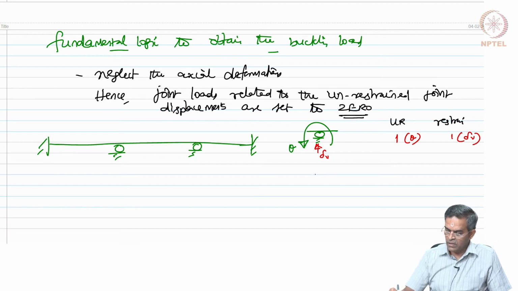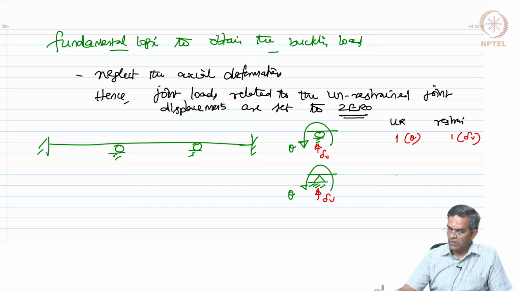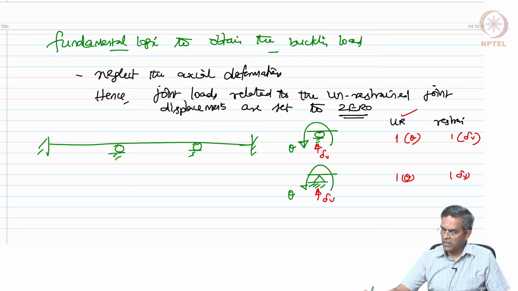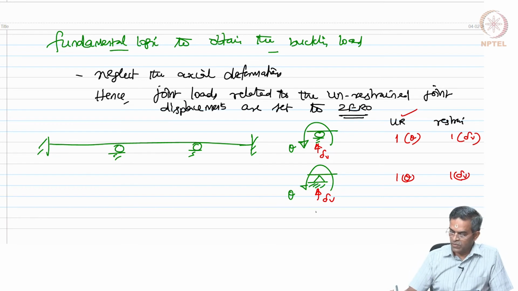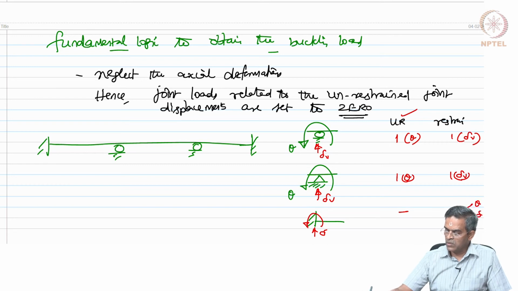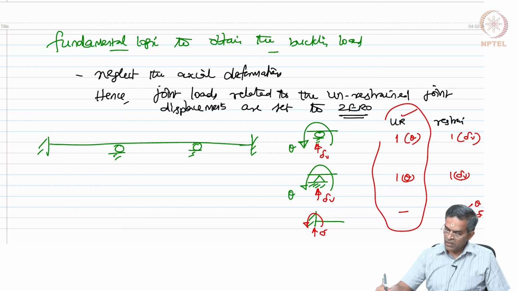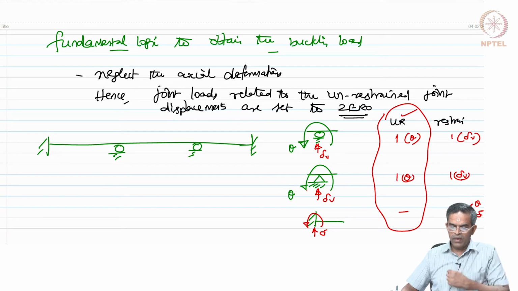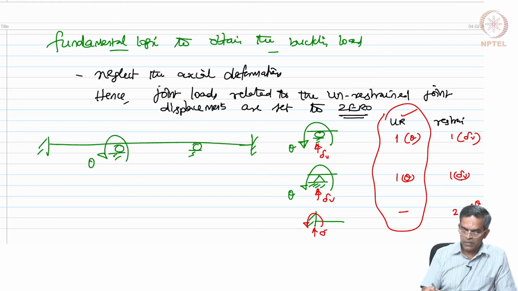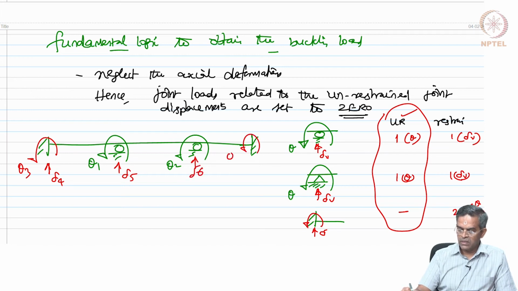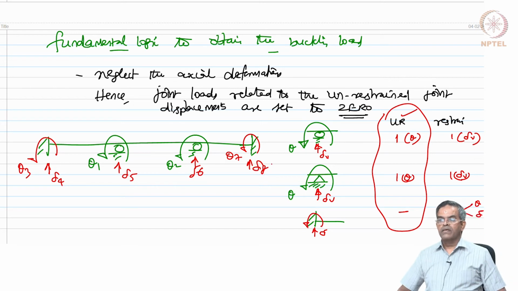If I have a hinged support, this can undergo rotation, but again vertical displacement is restrained. So, 1 rotation unrestrained, 1 vertical displacement restrained. If you have a fixed support, rotation as well as vertical displacement are restrained. So, these are the unrestrained displacements of varieties of supports. Learning this, we can now mark the unrestrained displacements in green as theta 1, theta 2, and restrained degrees of freedom in red: theta 3, del 4, del 5, del 6, theta 7, del 8, by neglecting axial deformation.